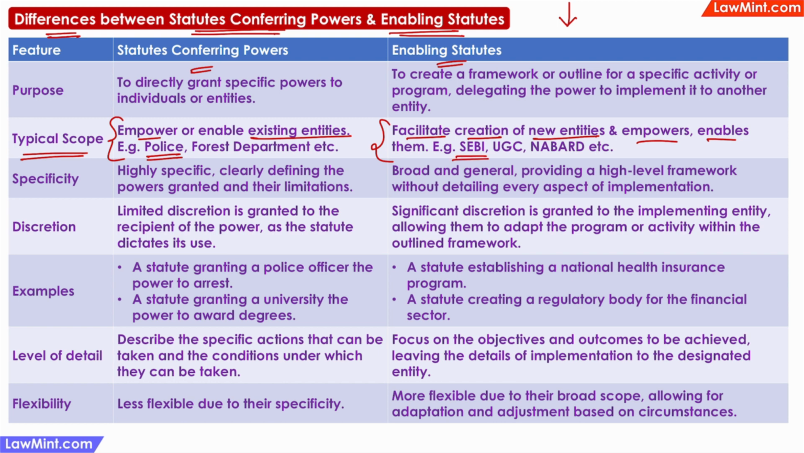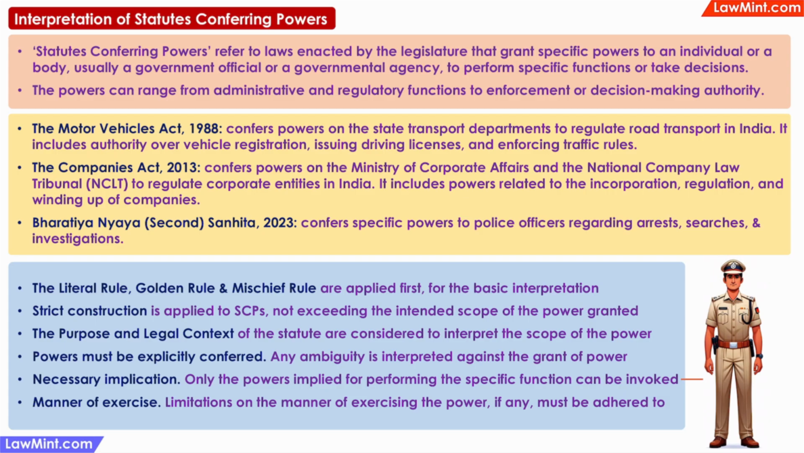We can say that statutes conferring power tend to be more specific and limited in scope as compared to enabling statutes. Statutes conferring powers are enacted to grant or to delegate specific powers to specific individuals or bodies. These are powers to perform specific functions or to take some decisions on a specific subject. For example, the Motor Vehicles Act confers powers on the state transport departments to regulate road transport within the respective states. It includes authority over vehicle registrations, issuing driving licenses, and enforcing traffic rules.